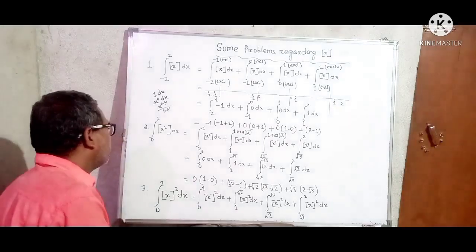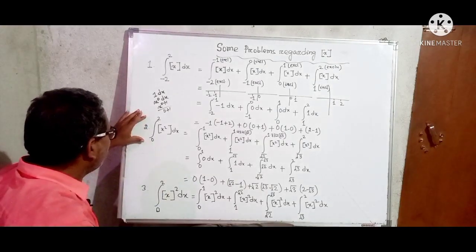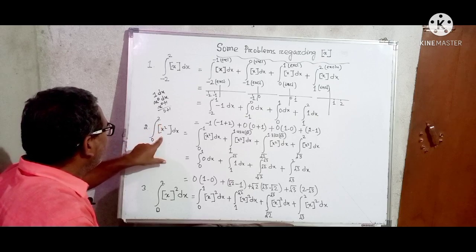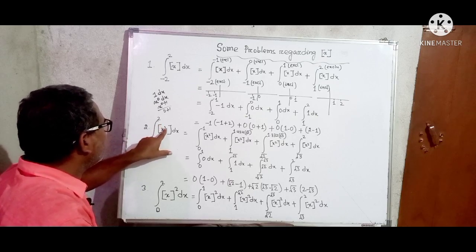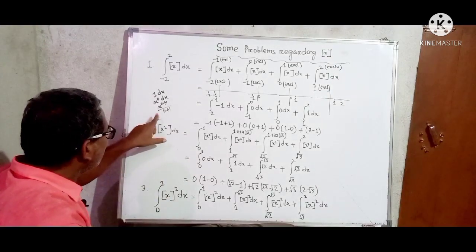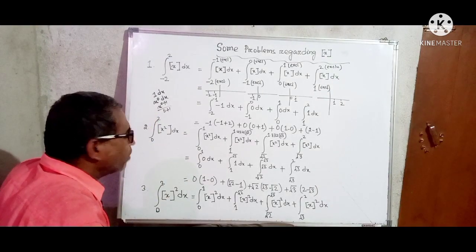Perhaps we have understood it clearly. Then come to the next problem. You see, the greatest integer function is written with x square within the bracket, from 0 to 2. How can we find it?